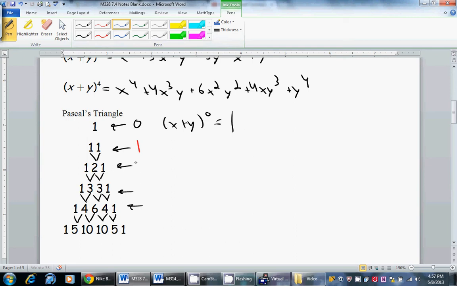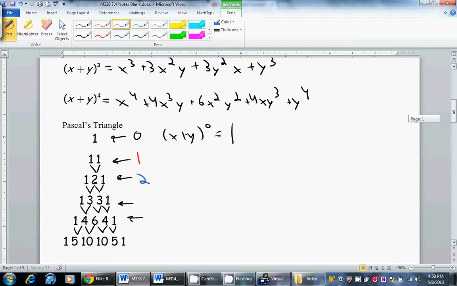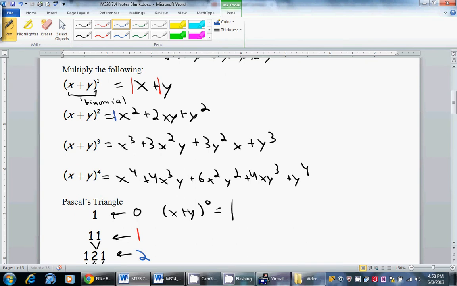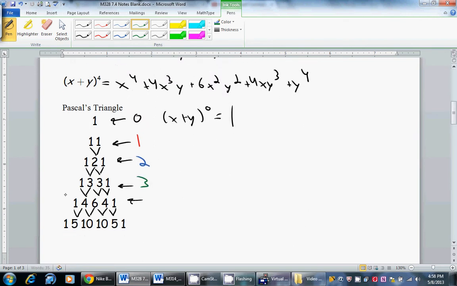The second row gave us 1, 2, and 1. If I look at x plus y squared, I get 1, 2, and 1. And so on and so forth. X plus y cubed, the coefficients are 1, 3, 3, and 1, which is exactly what the third row is. And so on and so forth. X plus y to the fourth had these coefficients: 1, 4, 6, 4, and 1. So this is Pascal's triangle. This is one method for expanding binomial expressions.